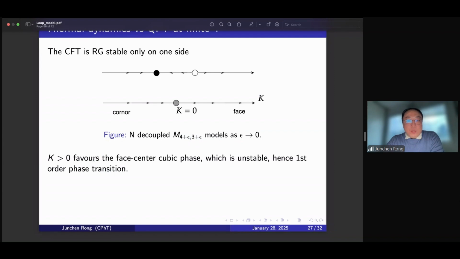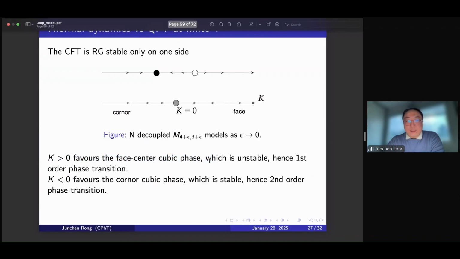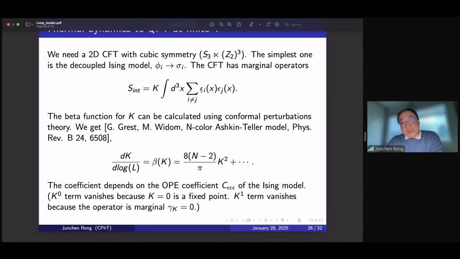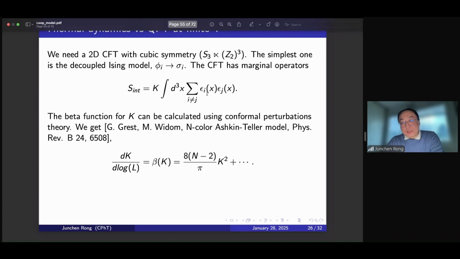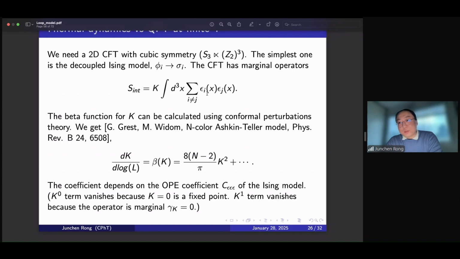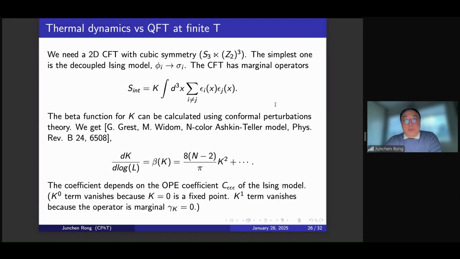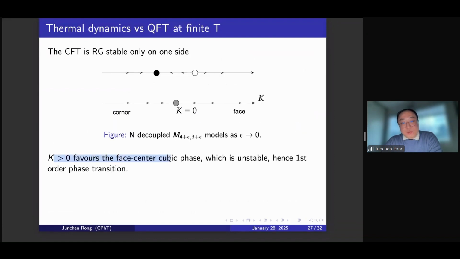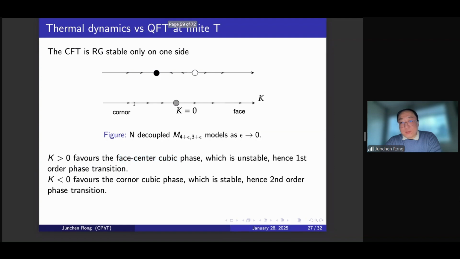So you can do a calculation to see that k bigger than 0 favors the face-centered cubic theory, which is unstable, and k less than 0 favors the corner cubic. What do I mean by that? This is essentially phi squared. So you can pick the face cubic, which is like phi 1, phi 2, phi 3 non-zero. You plug this in, and you look at whether this has a higher energy than the other. The face center has a higher energy. You can basically compare this. And from this, you know that k bigger than 0 favors the face center. Therefore, corner cubic is the stable one.